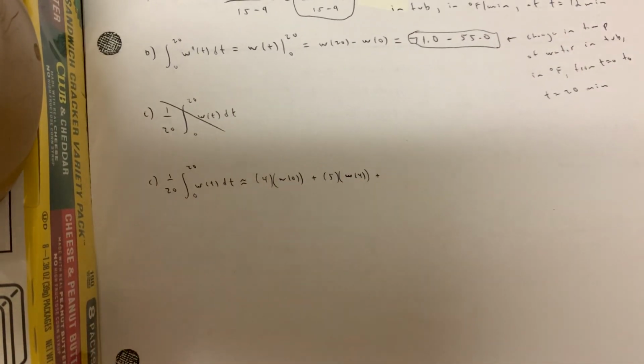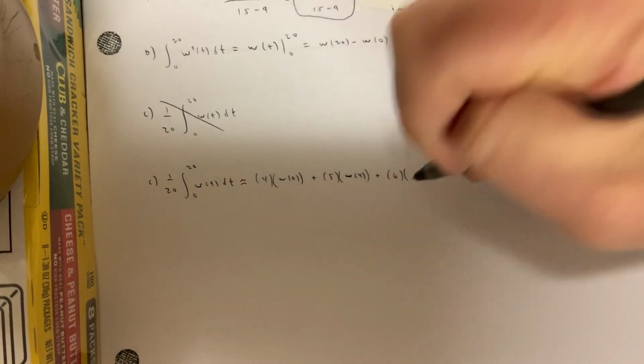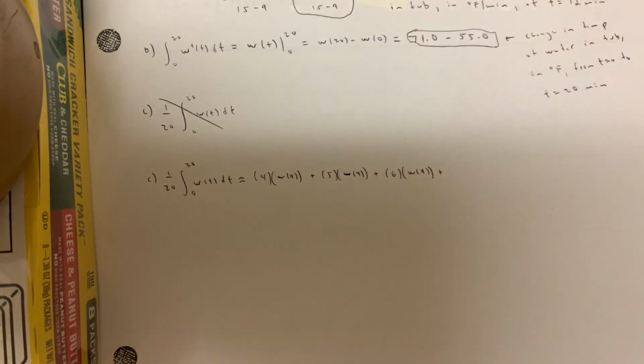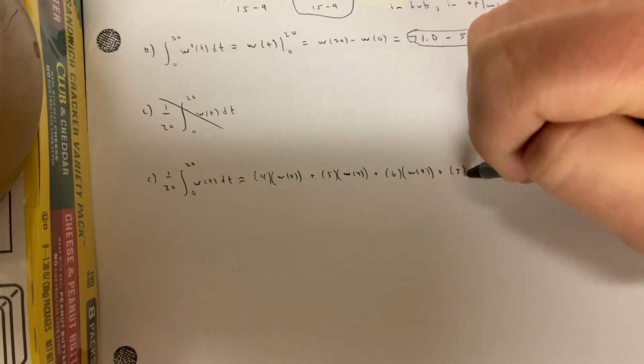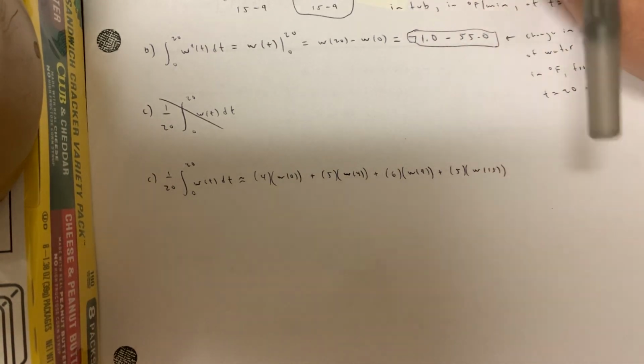Plus, we got that next rectangle, and that one goes from 9 to 15, so that's a base of 6. All right, W of 9, since it's a left Riemann sum. And then plus the last one goes from 15 to 20, so a base of 5, and then W of 15 to actually give us that right there.